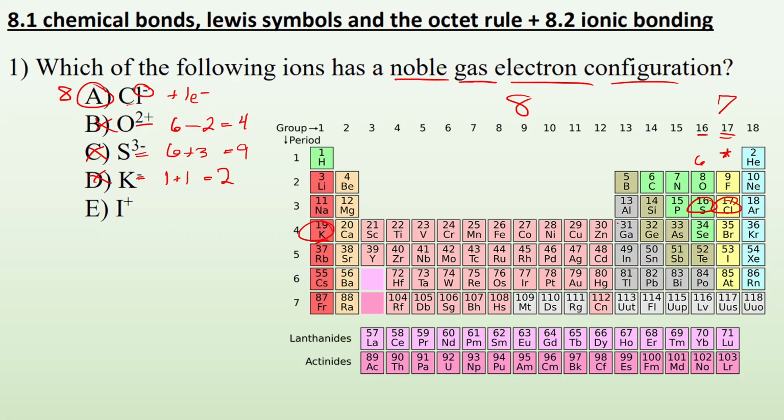Choice E, we're looking at iodine, which is over here in group 17, so it has 7 valence electrons, and its +1 tells me it lost 1 of those electrons, so it only has 6. So A will be our best answer.